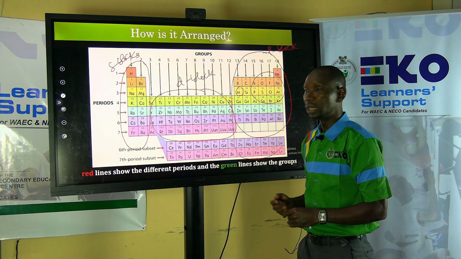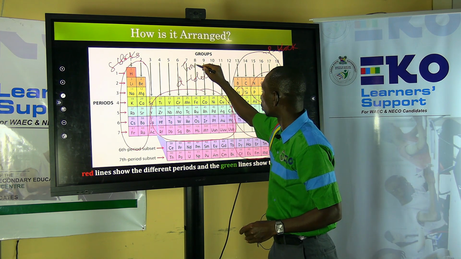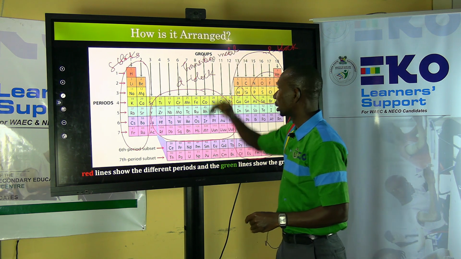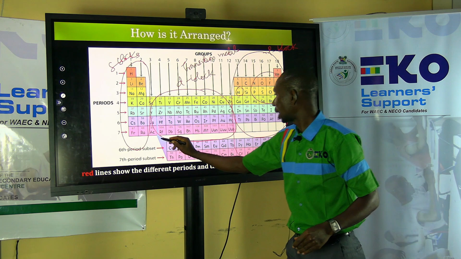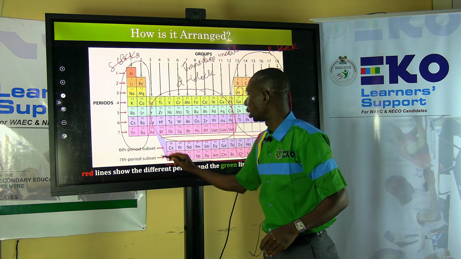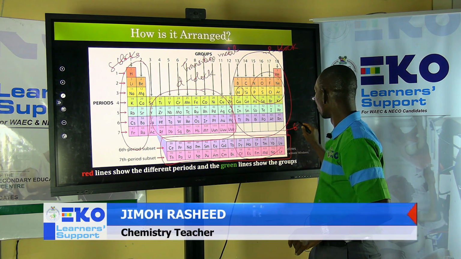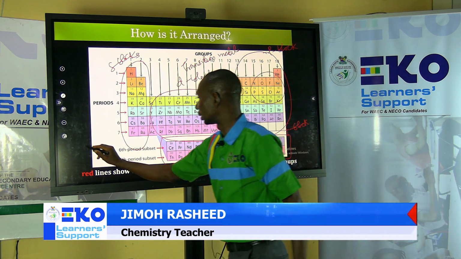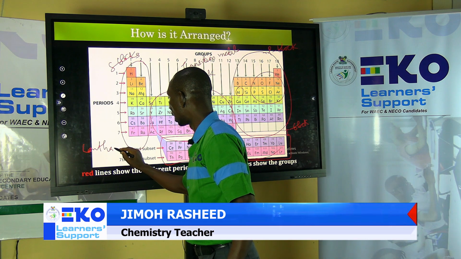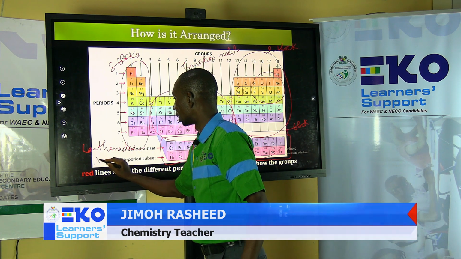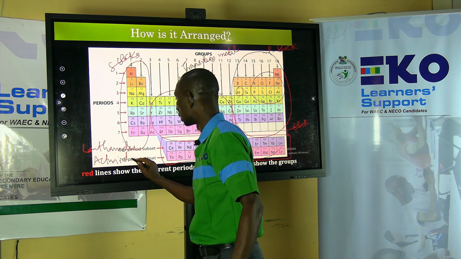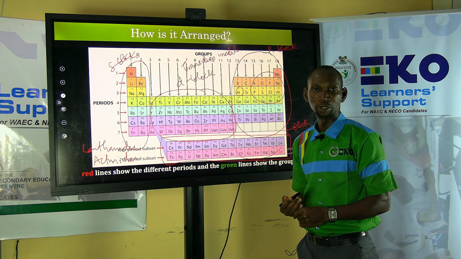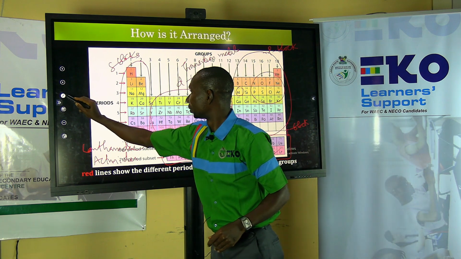Now, the D block contains the group of elements we refer to as transition metals. As the name suggests, they are all metals. The last block on the periodic table is what is called the F block. The F block contains a group that is called the lanthanides and the actinides. So, this is how the periodic table is structured. Let's go on.